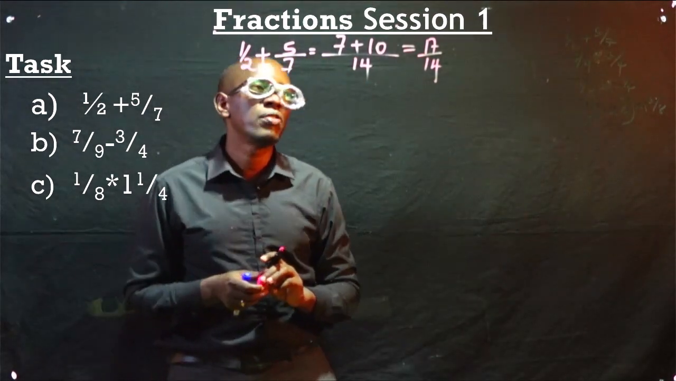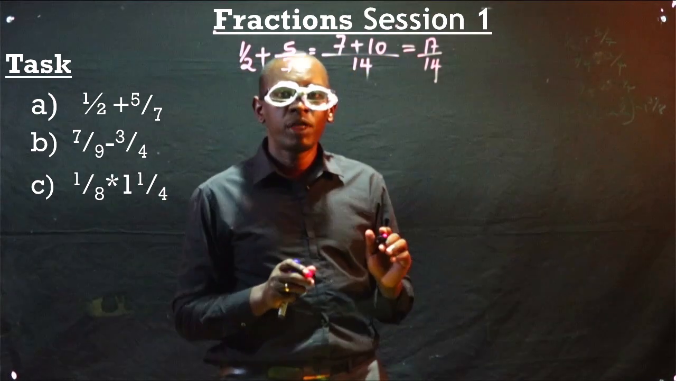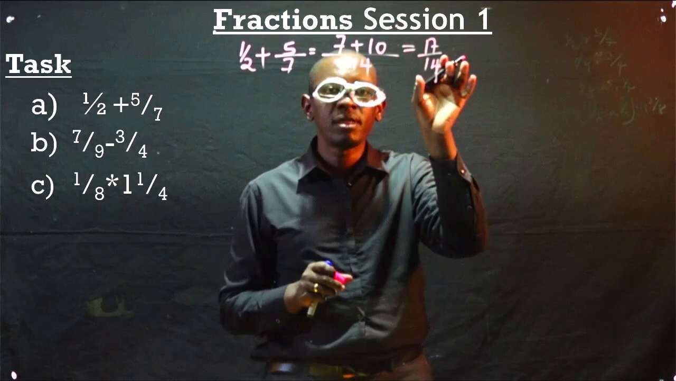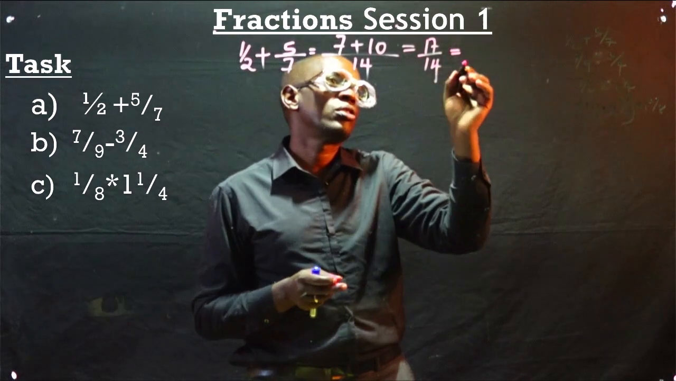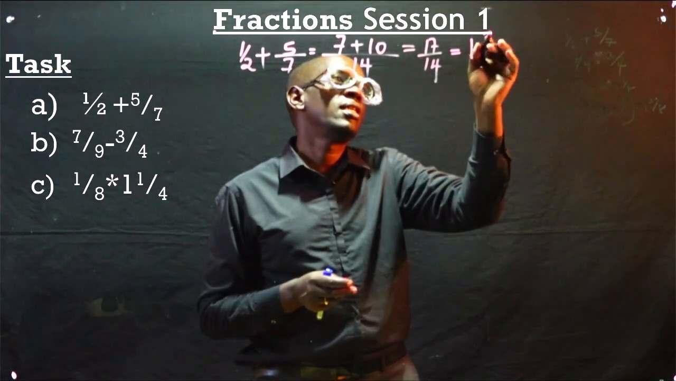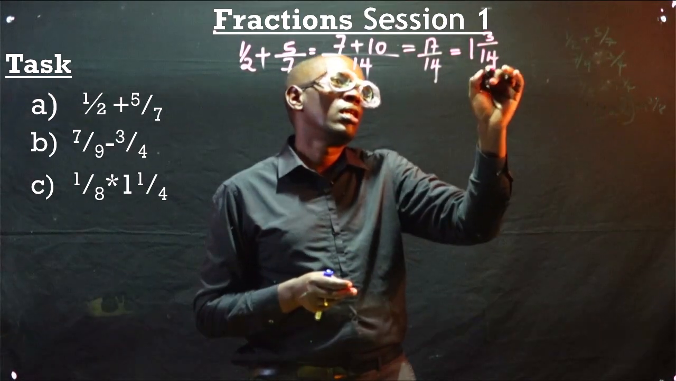Excellent. And always remember to give your answer in a what? Is it okay to leave it this way? So you should leave the answer as a mixed fraction. So this will be 1 and 3 over 14.